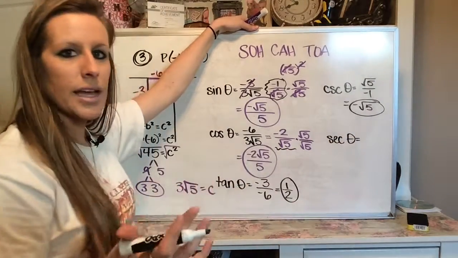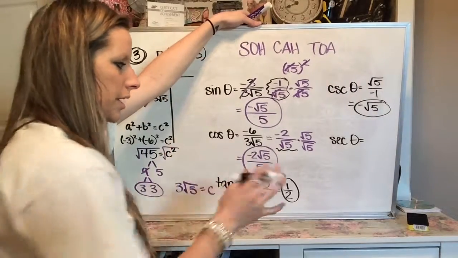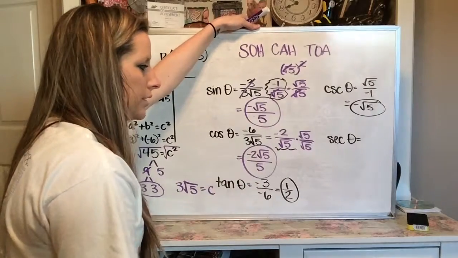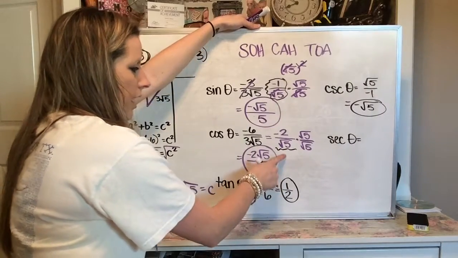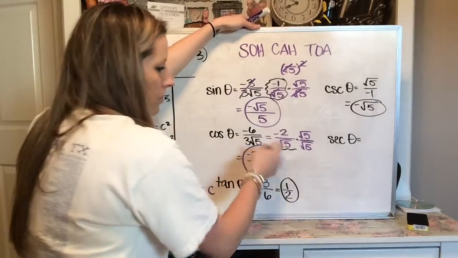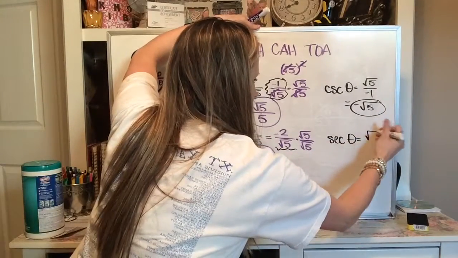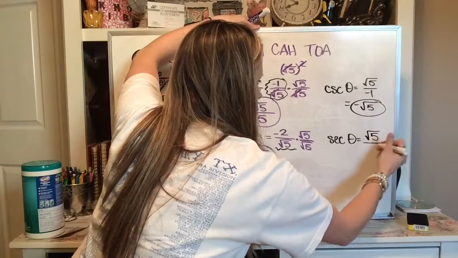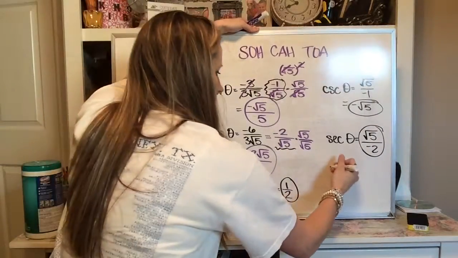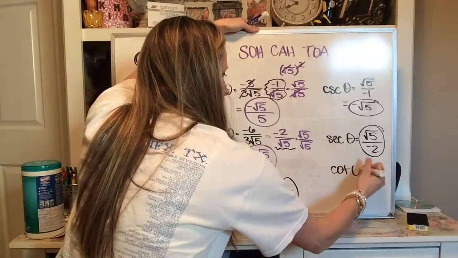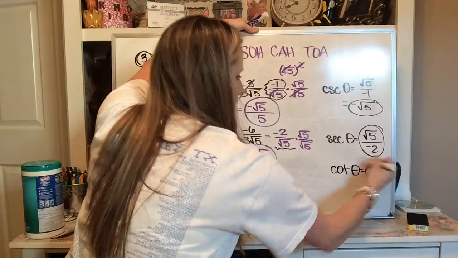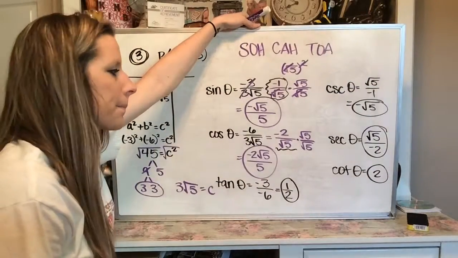Okay, but like I said, if that doesn't make sense, don't freak out. Just go ahead and take your answer, flip it, and get rid of the radical underneath. So secant, I would take this reduced fraction with the radical in the bottom and go ahead and flip that. So square root of 5 over negative 2 would be my answer. And then cotangent, if I flip that fraction, I get 2 over 1.